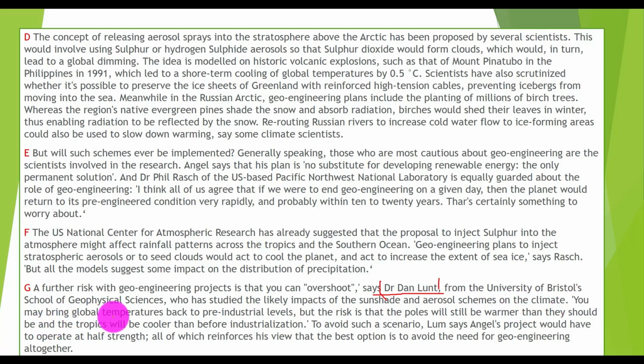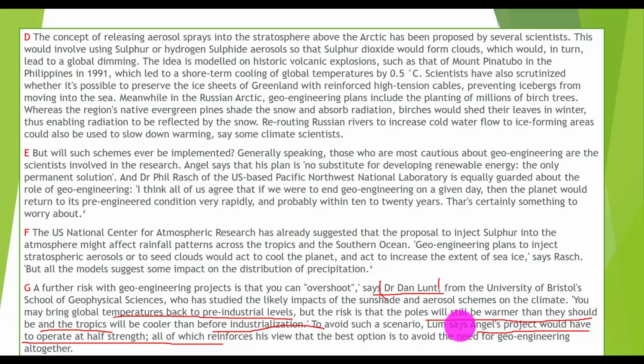You may bring global temperatures back to pre-industrial levels, but the risk is that the poles will still be warmer than they should be, and the tropics will be cooler than before industrialization. To avoid such a scenario, Lund says Angel's project would have to operate at half strength. Okay, Angel's project would have to operate at half strength.